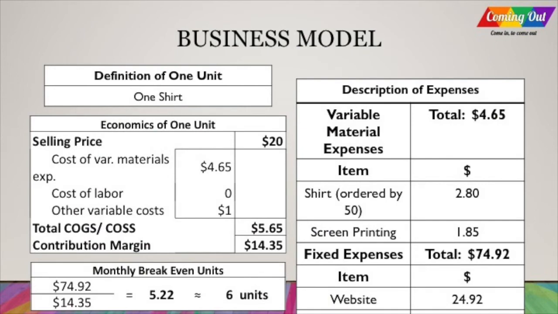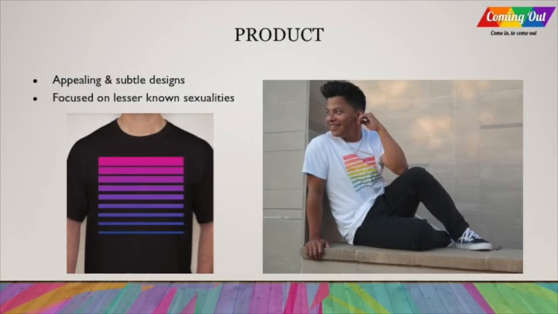All right, so this is what the slide will look like. Yours will be different, but you can copy and paste this slide. If you copy and paste this slide, then you can just change it to fit what your business is. You see how there's 4 different boxes. So we have the definition of one unit, economics of one unit, monthly break-even units, and description of expenses. Now it looks very complicated, and that's why we'll be going over each section. So you should copy this slide when you get the opportunity, because this is what you'll be turning in and adding to your business presentation. So let's go to slide number 4.